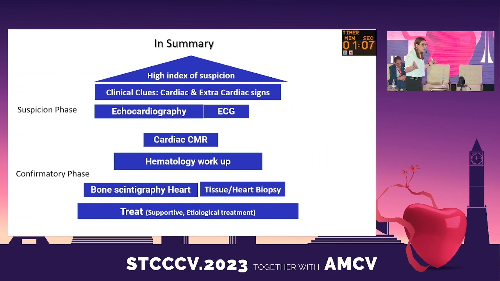In summary, my friends, please have a high index of suspicion. Look at the clinical clues, cardiac and extracardiac signs. The suspicion phase involves echocardiography, EKG, sometimes MRI. The hematological workup is mandatory for everybody, and the confirmatory phase implies bone scintigraphy of the heart, tissue or heart biopsy, and please treat as soon as possible.